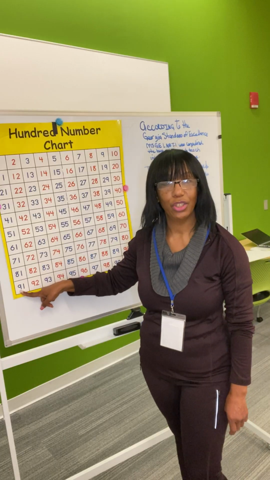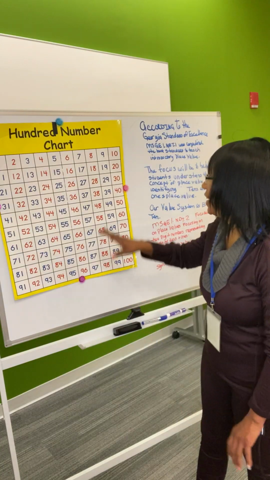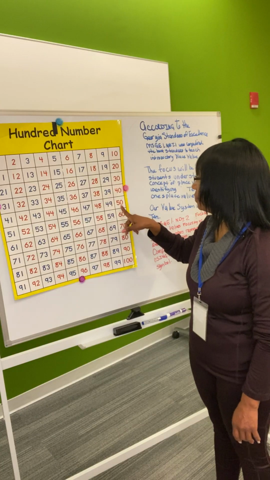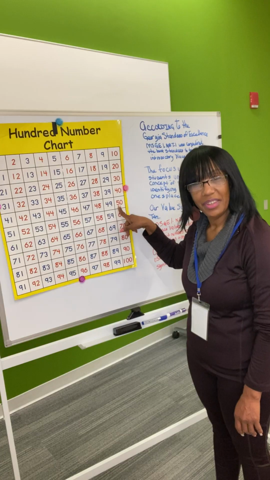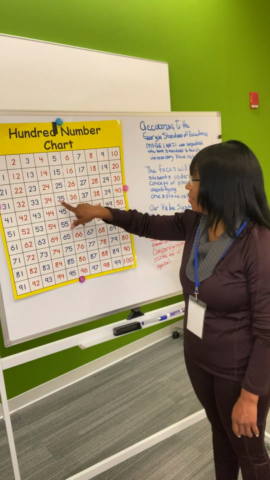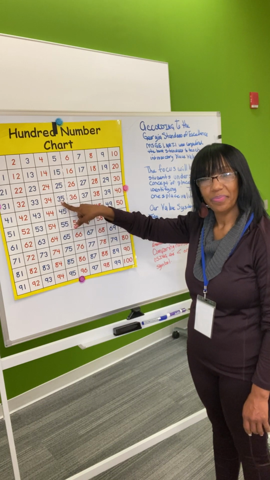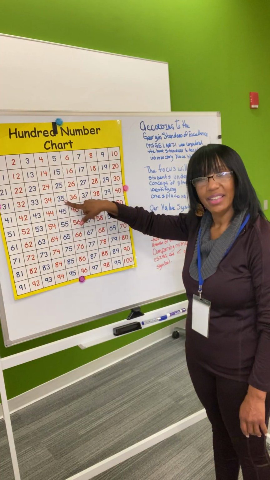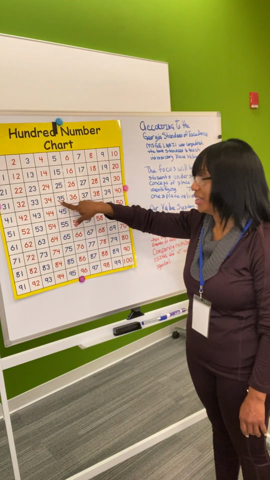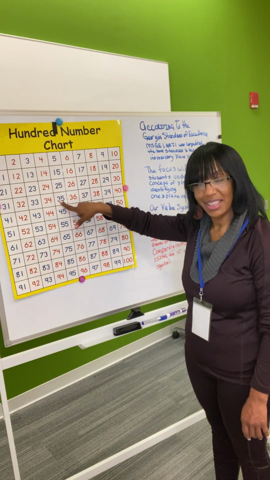Then I would ask a student to come, and I would ask them to choose a number that was less than 50, and give me the place value of that number. Possible answer, 5 is in the ones place and 3 is in the tens place. This is called place value.